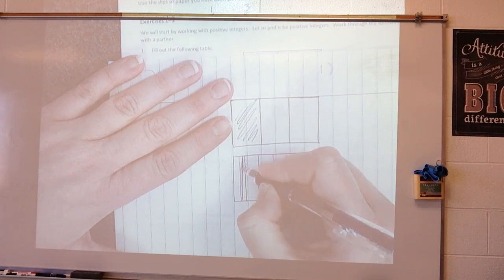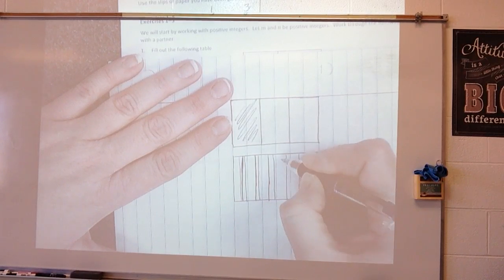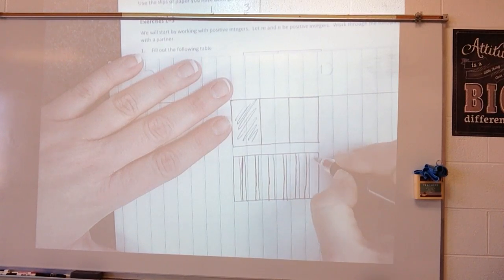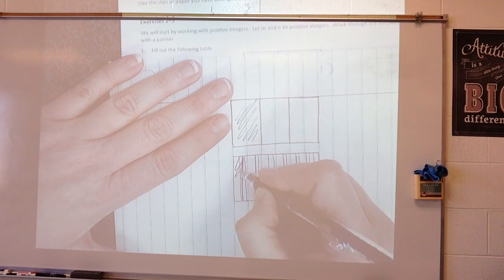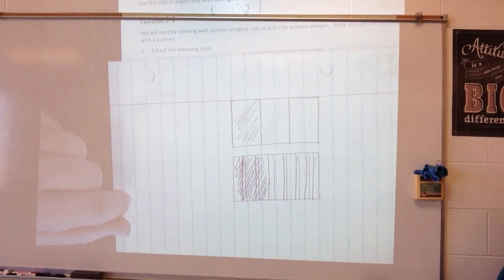1, 2, 3, 4, 5, 6, 7. And then looking at 3/8, I would see that 3/8 is just a little tiny bit bigger than 1/3. All right, now the only bad thing about this is you have to make sure your area model is divided equivalently.